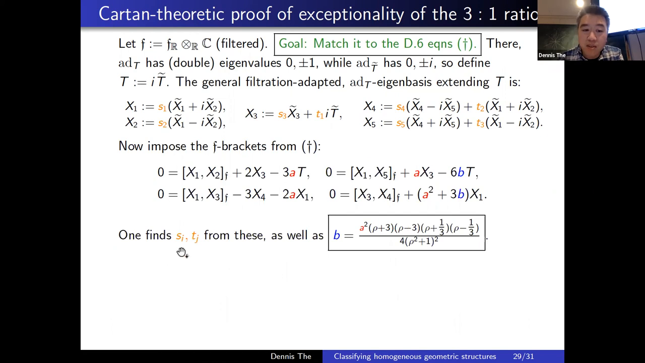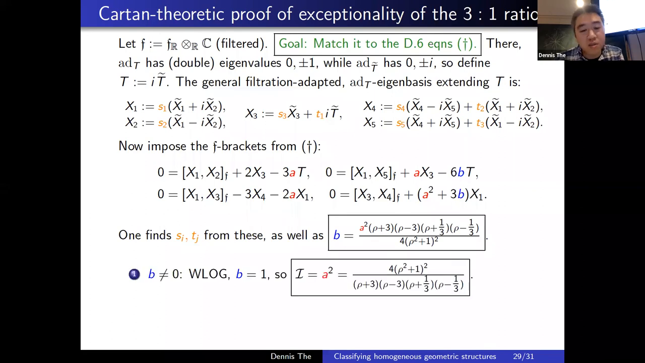One can solve. You're going to get some expressions for these parameters that pop up here, and most importantly, you're going to get some expression for B. And one finds this expression right here. When B is non-zero, remember you could always normalize that to B equal to 1. So you get this value for the invariant. It blows up at these exceptional values.